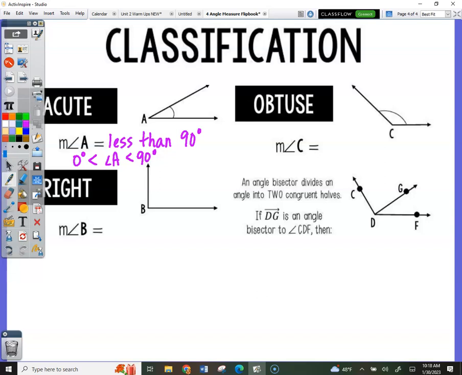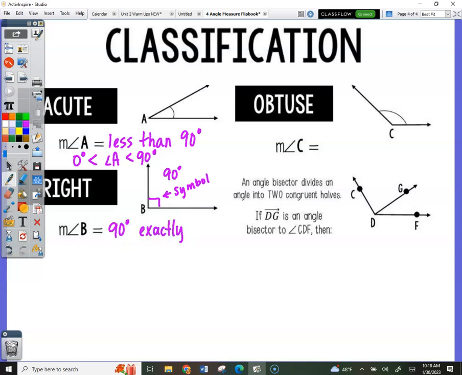90 degrees. And what notation do we draw to show it's 90 without writing 90? The little square, right? You're going to make a little square and you're going to make a note that that is the symbol. It means 90 degrees. So what does the measure of angle B have to be? It has to be 90, and I'm going to write the word exactly.